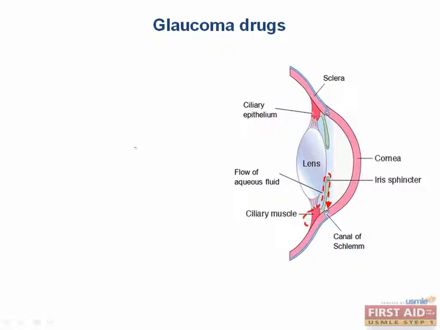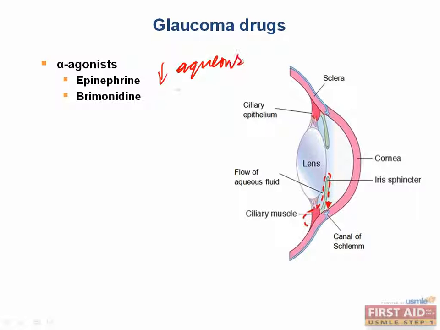Once you understand the pathogenesis of glaucoma, it can be easier to remember which drugs are used to relieve the increased intraocular pressure that occurs. Alpha agonists such as epinephrine and brimonidine decrease aqueous humor production.